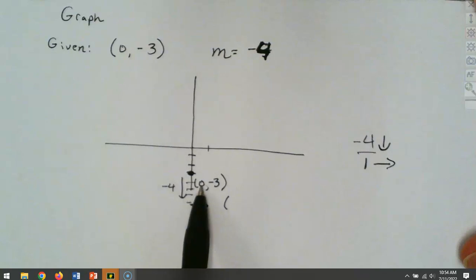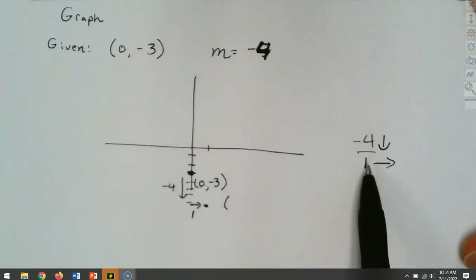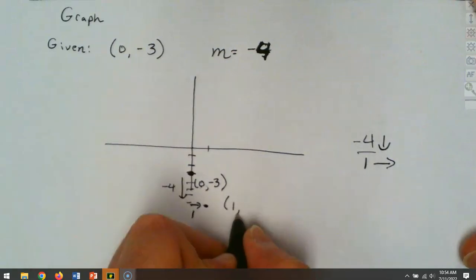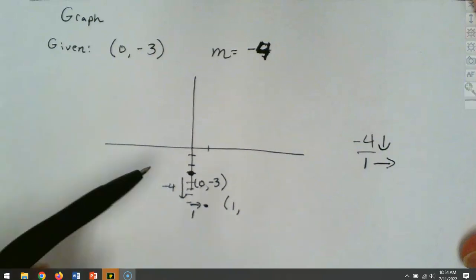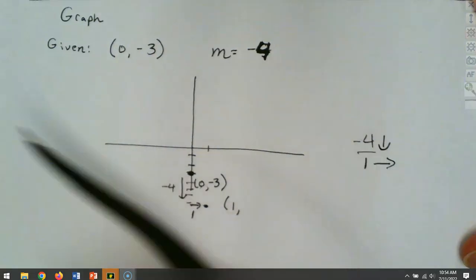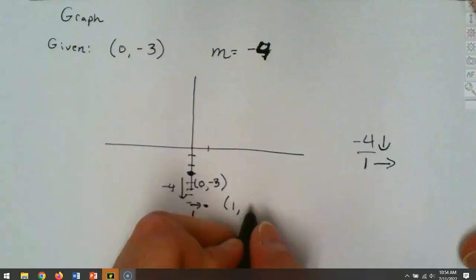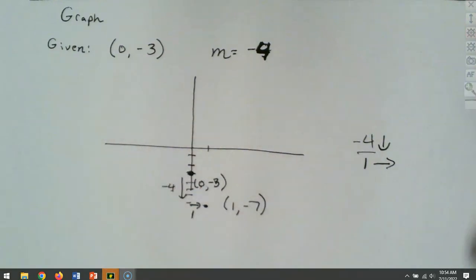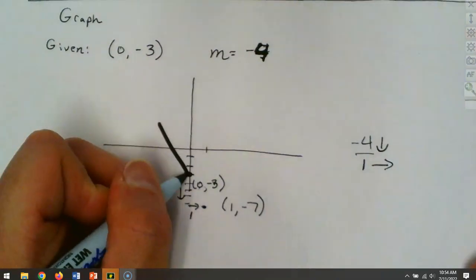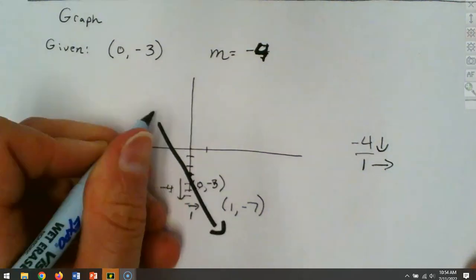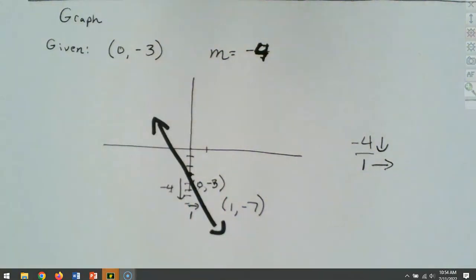Okay, I was at 0 on the x-axis. And how far am I sliding forward? I'm sliding forward 1 unit. So that becomes a 1, right? We went over 1 unit. And then what about the down part? It's down negative 4. Now I'm at negative 3. Subtract 4 from that, that makes it a negative 7. So my second point is at 1, negative 7. I've got my 2 points, so I can go ahead and graph them together.